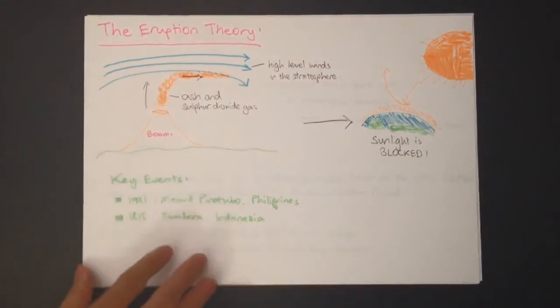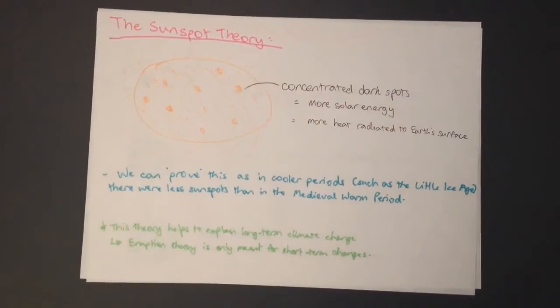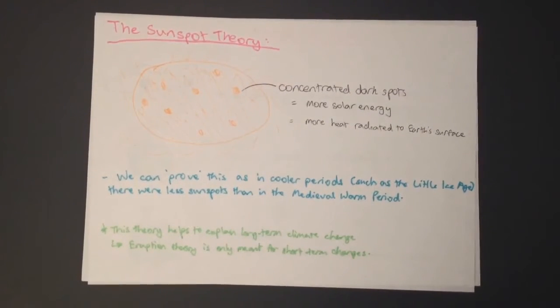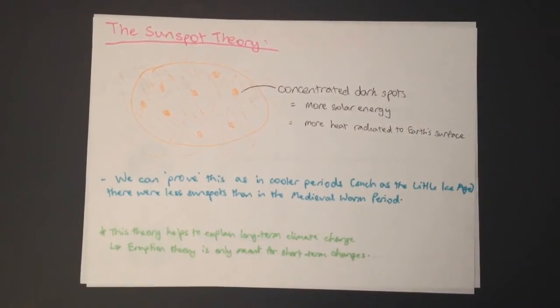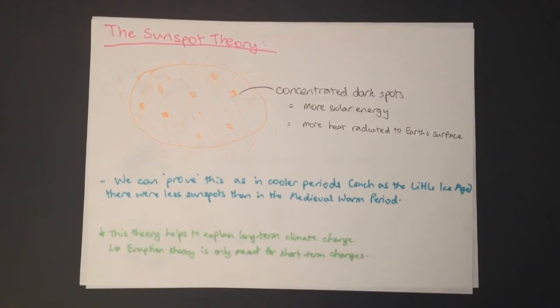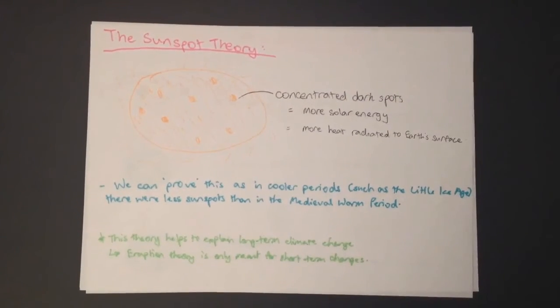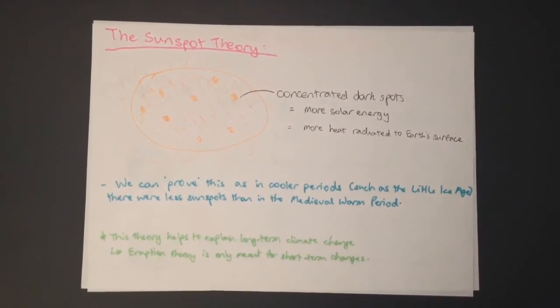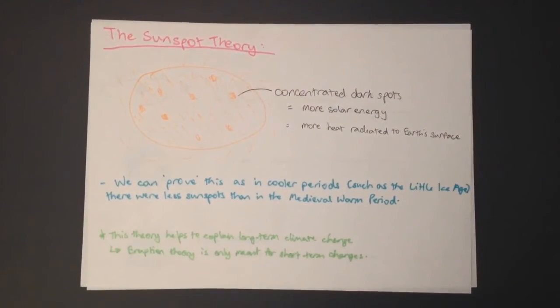The second theory is known as the sunspot theory. This theory states if there are more concentrated dark spots in the sun, there would be more solar energy being fired out, hence causing the Earth to be heated up more. This can be proven as in cooler periods such as the Little Ice Age, there were far less sunspot activities than in the medieval warm periods. This theory explains long-term climate change much more effectively than the eruption theory, as it only has a short-term effect.